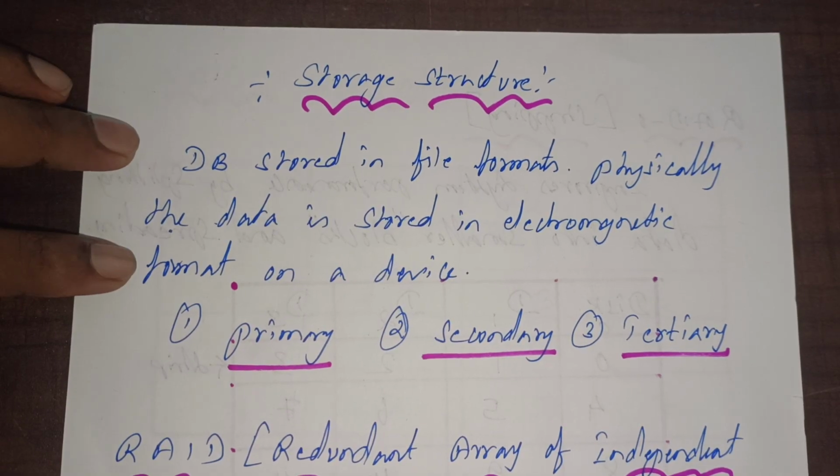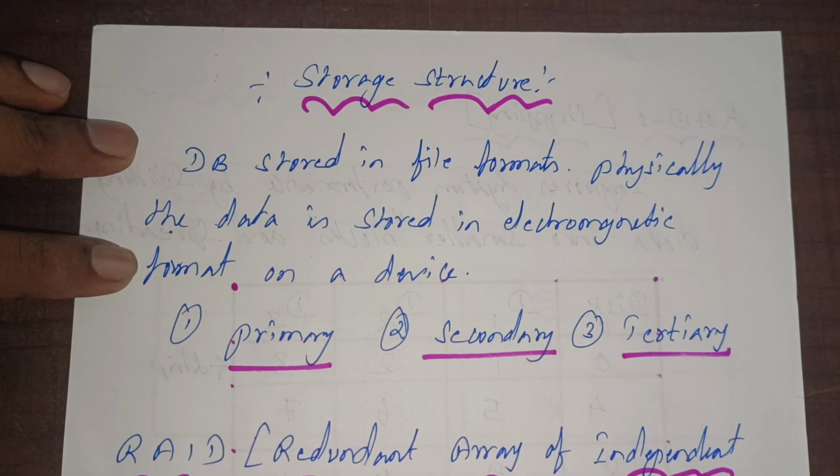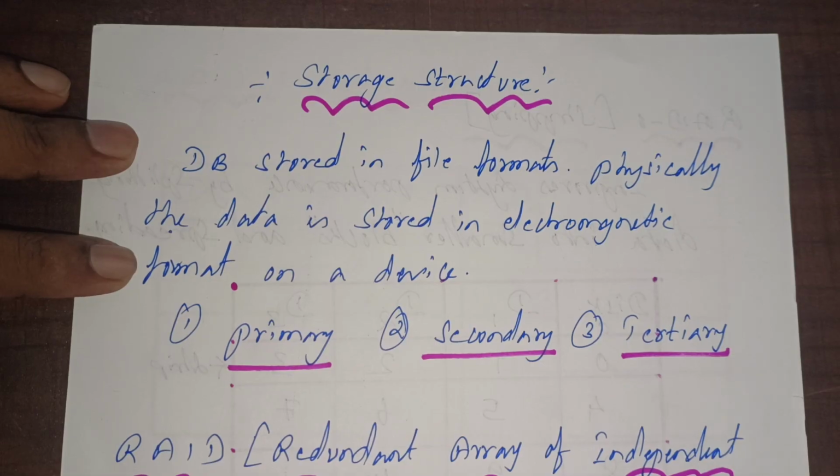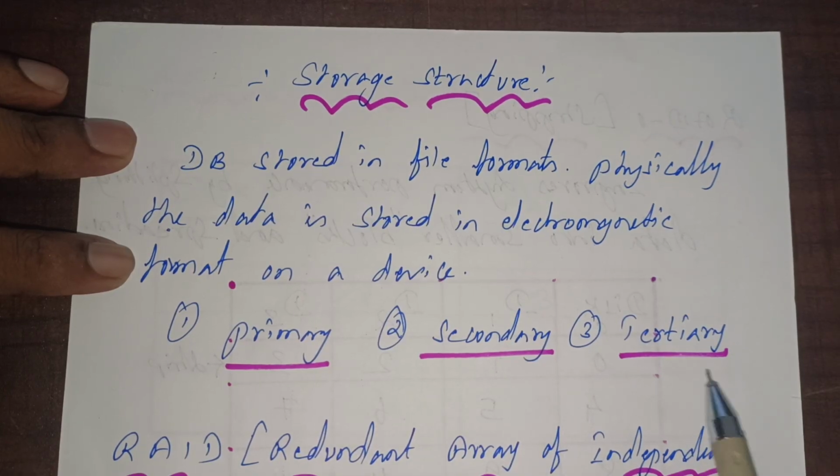Now I am going to explain to you all about what a storage structure is in a database management system. So basically I am going to tell you about the basic structure of a database. What are the storage types in a database? We have primary, secondary and tertiary.